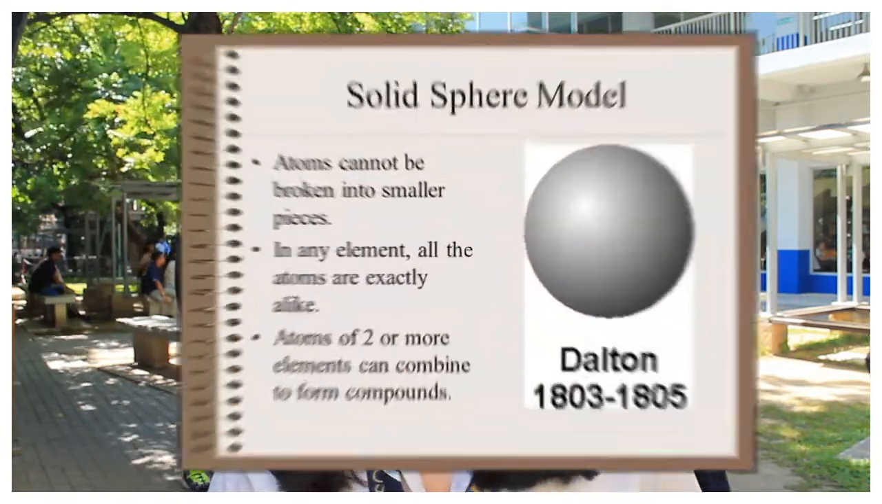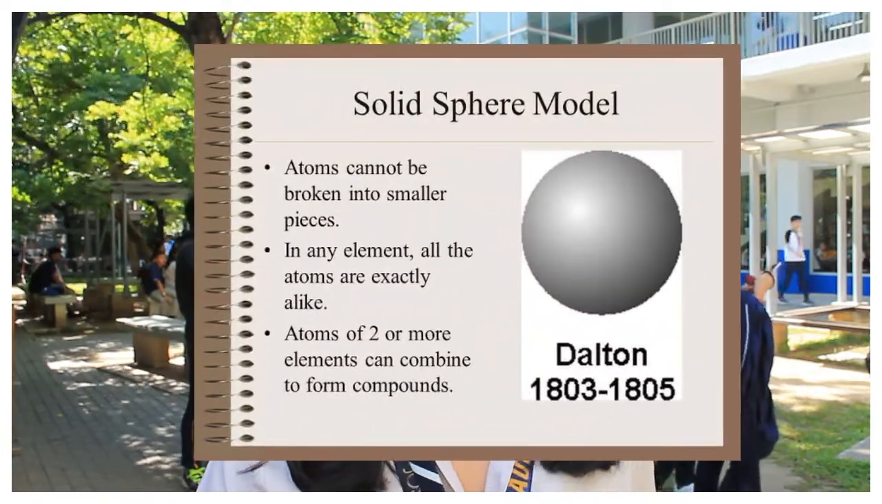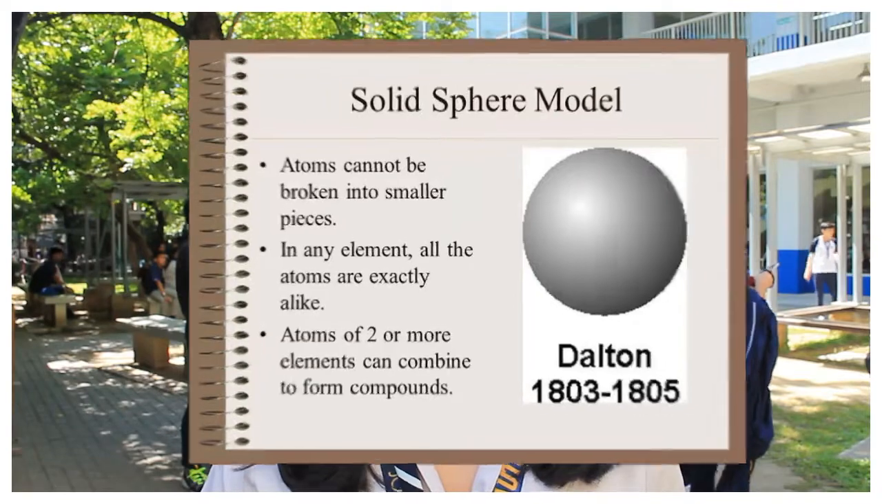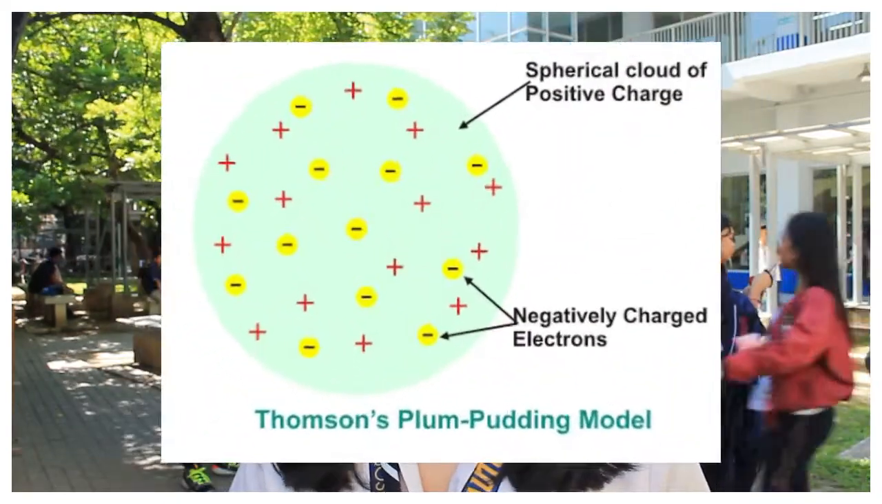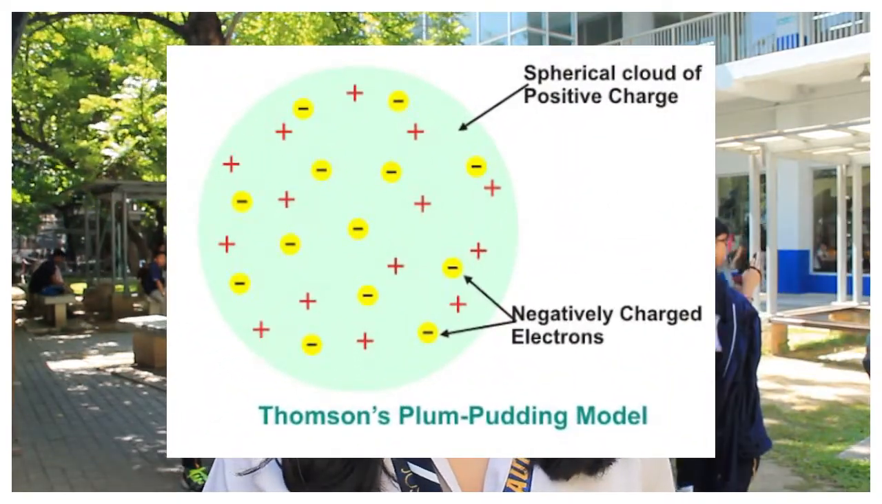The ideas of atoms changed over the years. In 1803, John Dalton stated that atoms, or atomos, means indivisible. In 1904, J.J. Thomson discovered electrons. Atoms are composed of electrons scattered throughout a spherical cloud of positive charge.